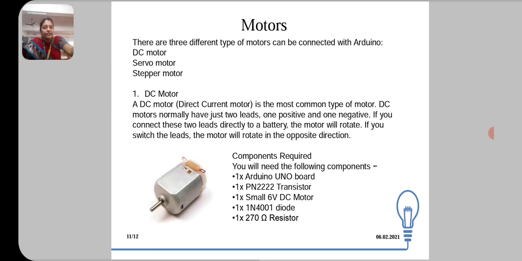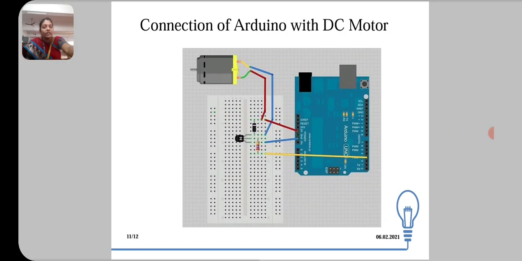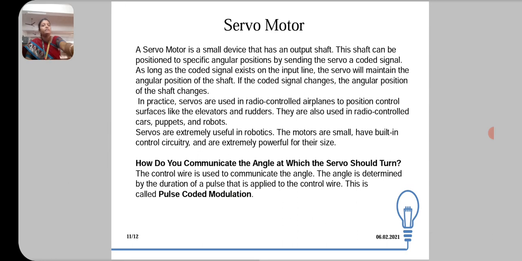The components required to connect with the Arduino are the Arduino Uno board, a transistor, the DC motor and one diode, and a 270 ohm resistor is required to connect the DC motor with the Arduino. So this is the connection detail of Arduino with the DC motor. Next we will move on to the servo motor.